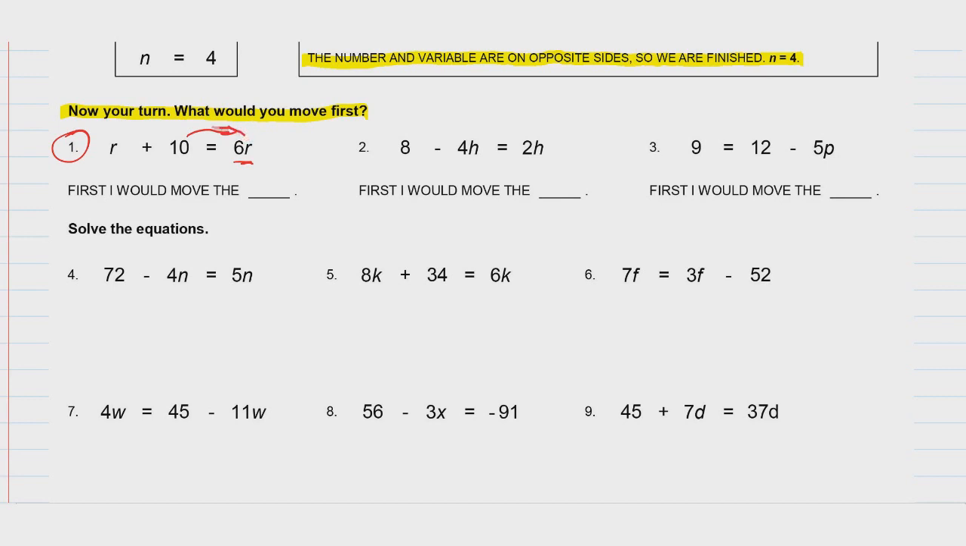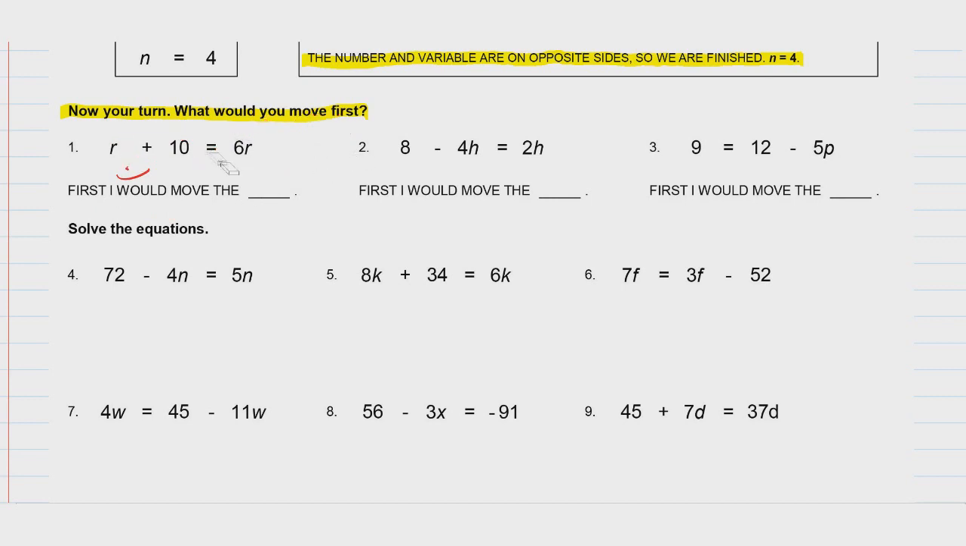If you move the 6r this way, well, you still have variables and numbers over here. To save yourself time, the best thing to do would be to move the r over to here. And that way the 10's all by himself, he's happy, and then later you can take care of this side. So it says first I would move the r.